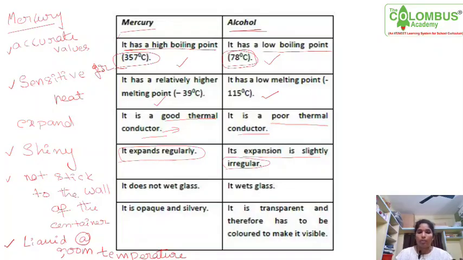Mercury does not wet the glass. That means it will not stick to the wall of the container, but alcohol wets the glass. Mercury is opaque and silver. It is not transparent, so we can see the readings clearly, but alcohol is transparent and therefore has to be colored to make it visible. If we are not adding color, we cannot see it clearly.